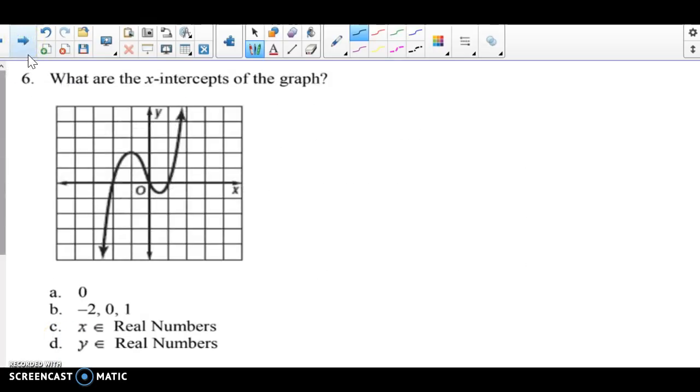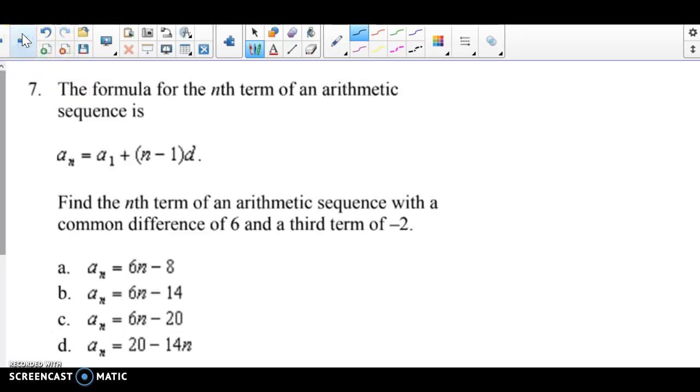For number 6, the x-intercepts are 1, 0, and -2. So that one you already have your graph. You don't have to do anything except look at it and identify them.